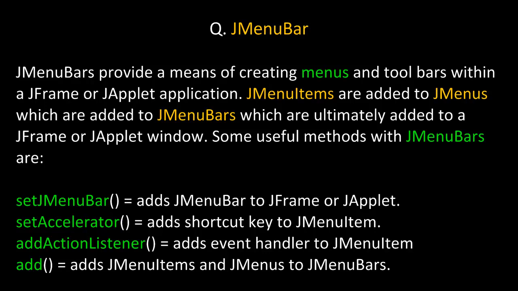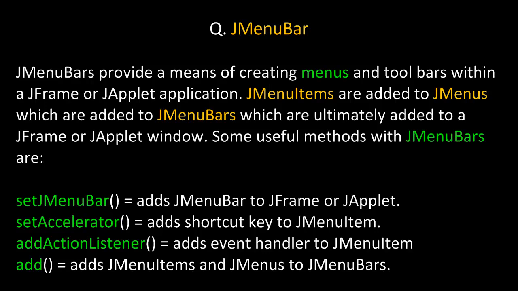The last Swing component we're going to examine in this set of videos is the JMenuBar. Now there are many more Swing components, but remember we were trying to keep this brief. JMenuBars provide a means of creating menus and toolbars within a JFrame or JApplet application. JMenu items are added to JMenus, which are added to JMenuBars, which are ultimately added to a JFrame or JApplet window.